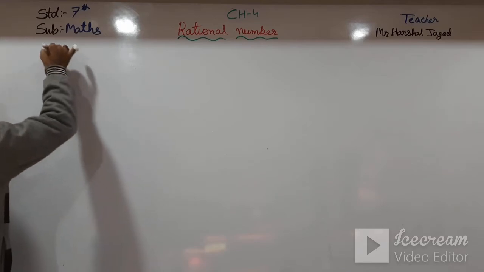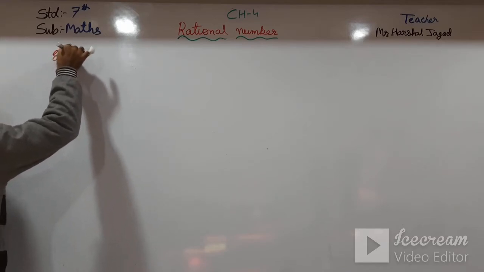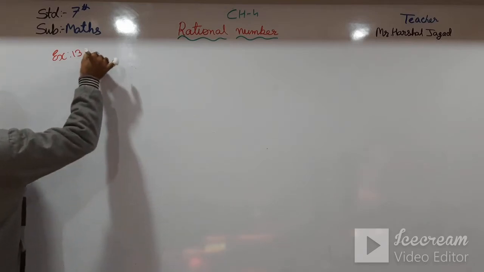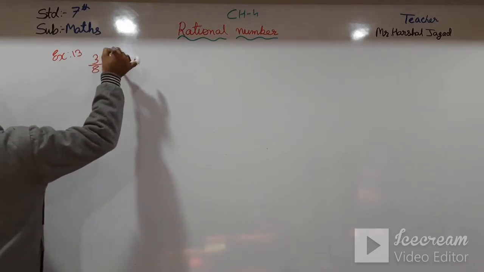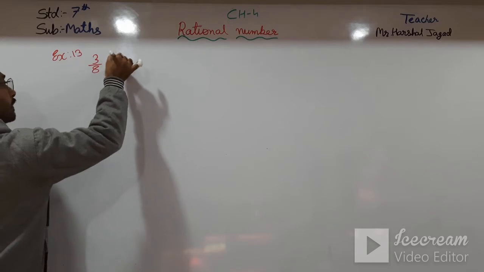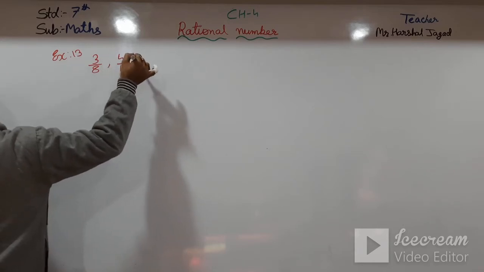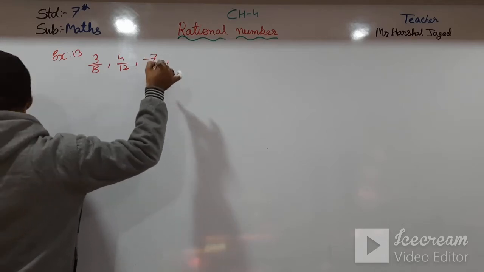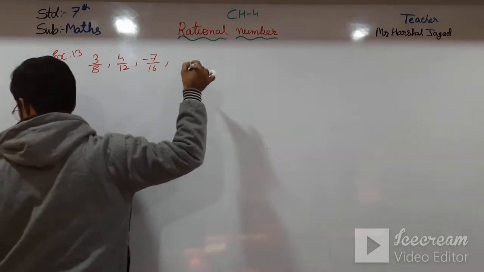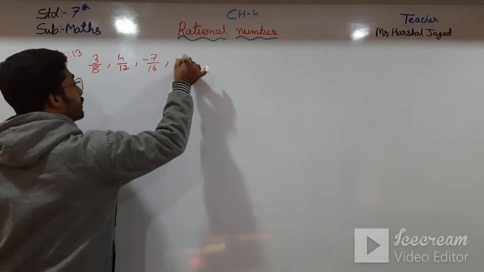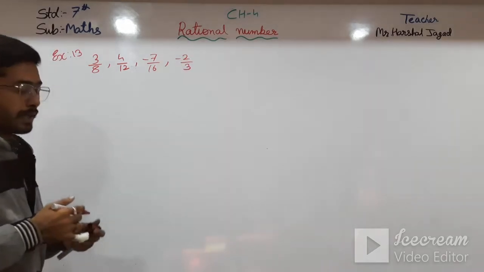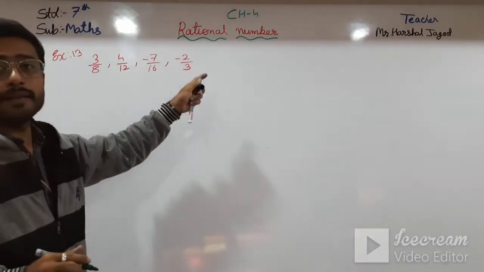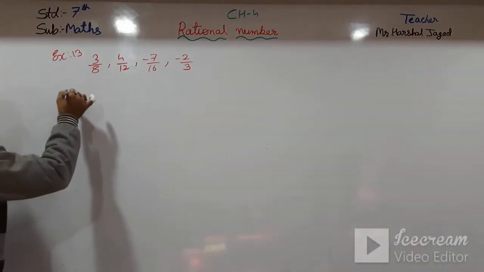So example number 13: 3 by 8, 4 by 12, minus 7 by 16, minus 2 by 3. First of all, we have to take the LCM of 8, 12, 16 and 3. So let us take it.